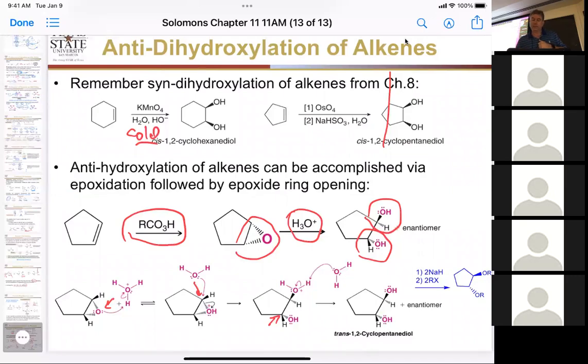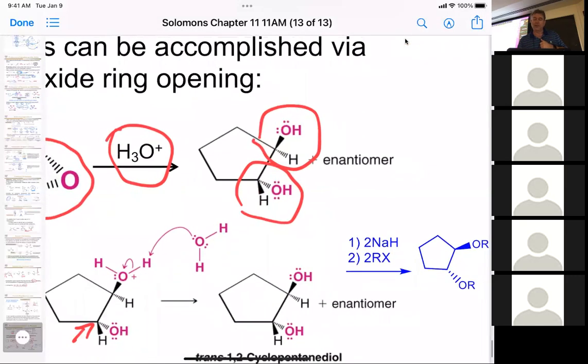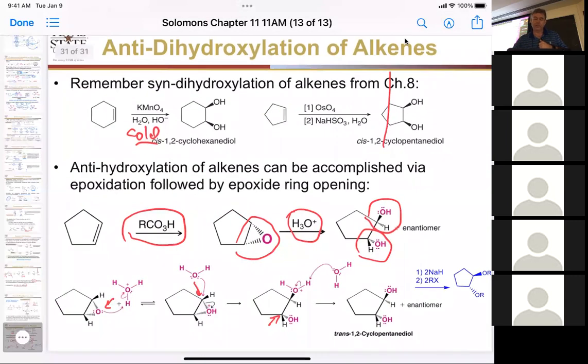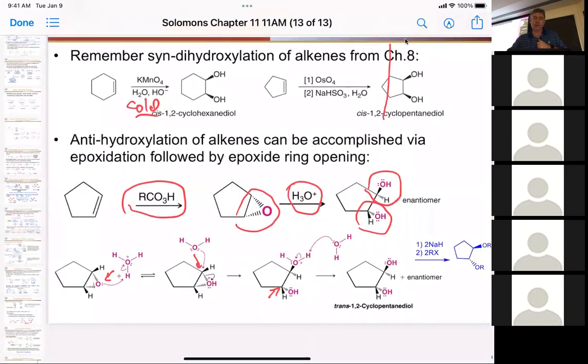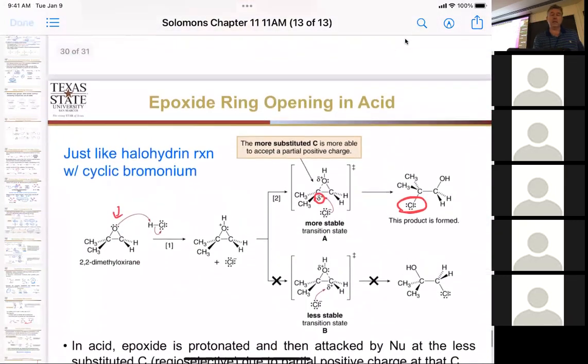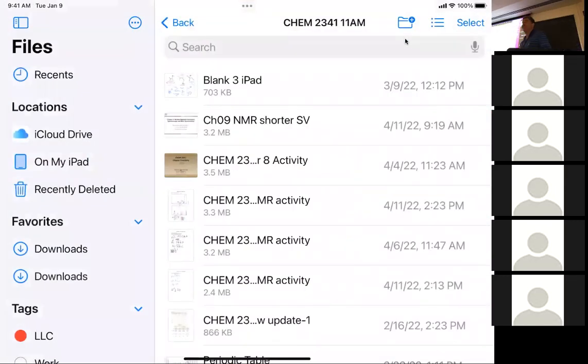Oh, and then, yeah, making it into an ether there. Okay. All right. Let's still translate. All right. And that is the end of chapter 11. So now you have every reaction you need.